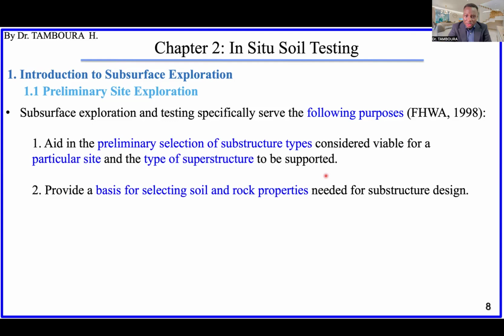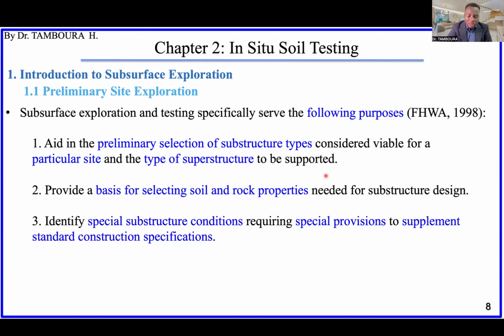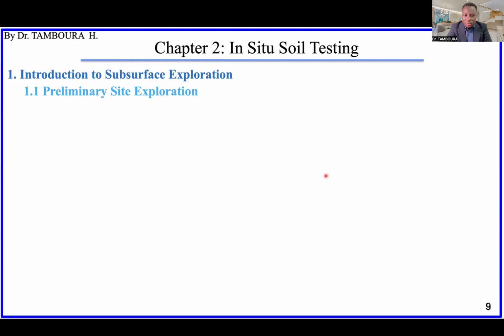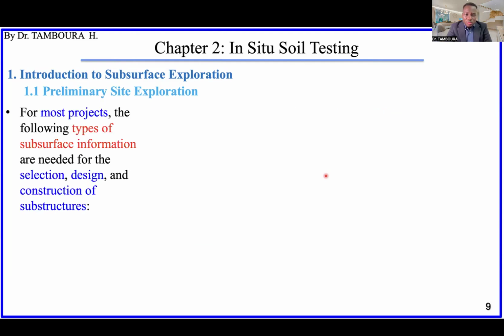What type of soil or rock we are dealing with. It will also help identify a special substructure condition requiring special provision to supplement standard construction specification. So for most projects, the following types of subsurface information are needed for selecting design and construction of substructures.